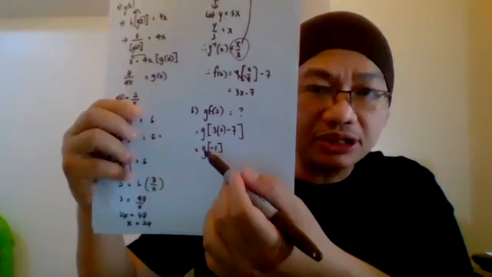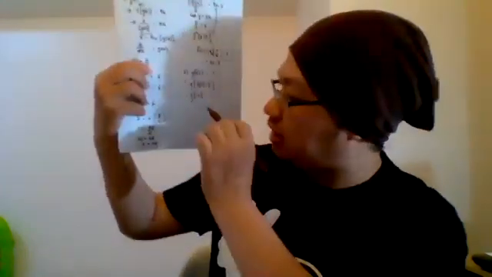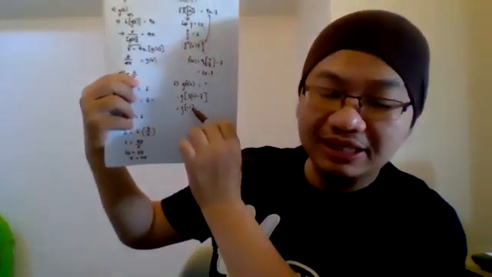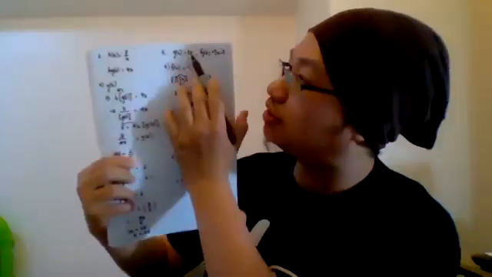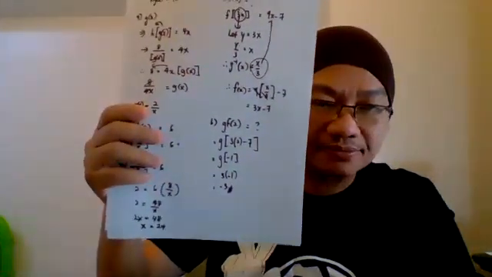Now, the function g is given, 3x, right? g(x) equals to 3x. And the object of g now is negative 1. We just insert this negative 1 into the function g(x) here. So, it becomes 3 bracket negative 1 equals to negative 3. That will be the answer for this question.